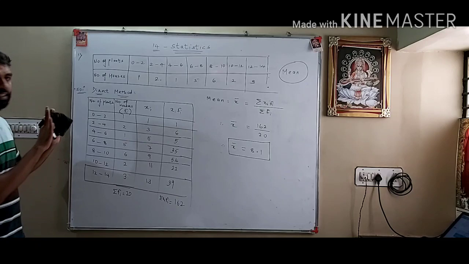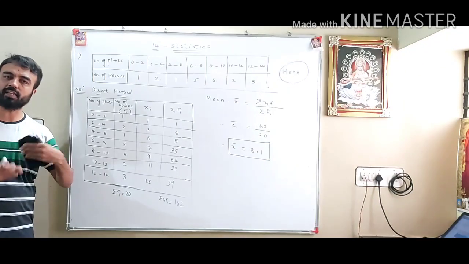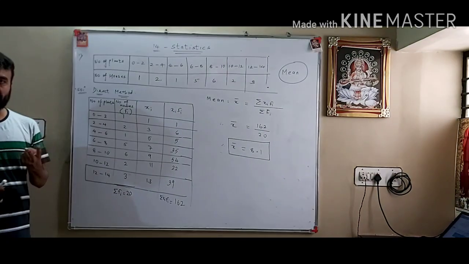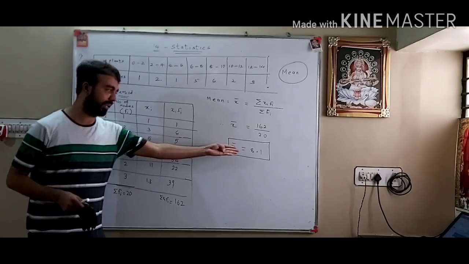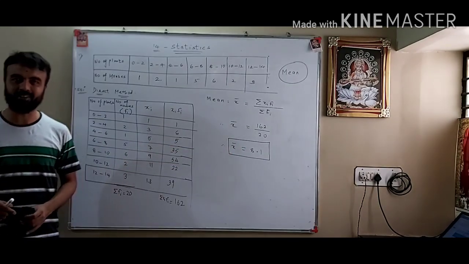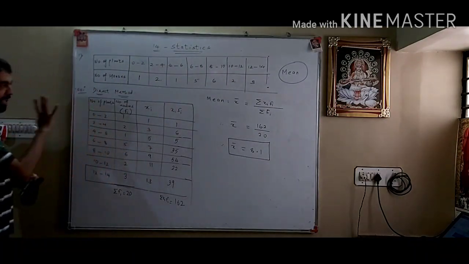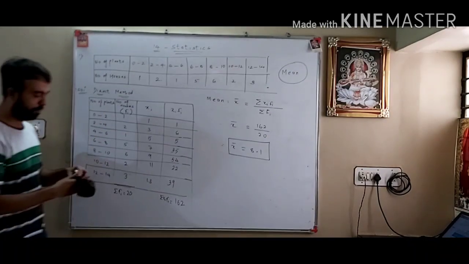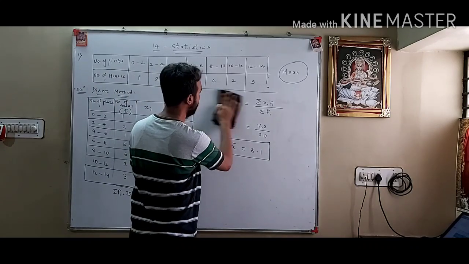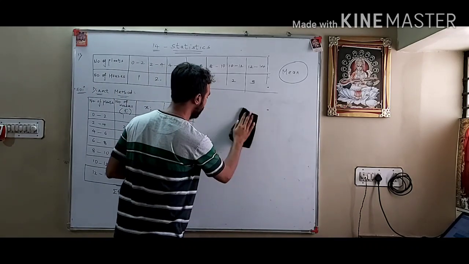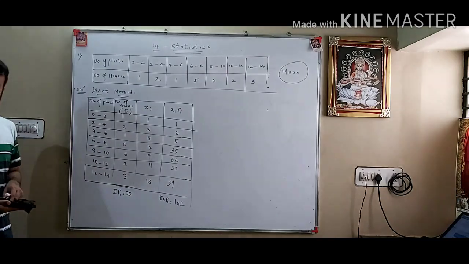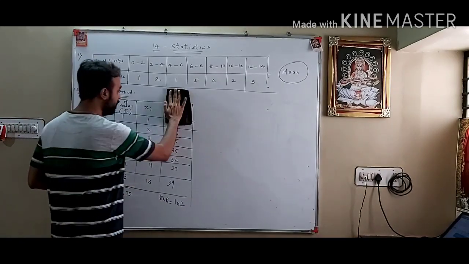I'm not erasing this question because we are going to solve the same question with the second method, so that you come to know whether you are getting the same answer 8.1 or not. So I'm not erasing the question, I'm just making changes in this one. Obviously I need to erase this, so I'm removing this. This was the formula for the direct method. And I'm removing this one column also.